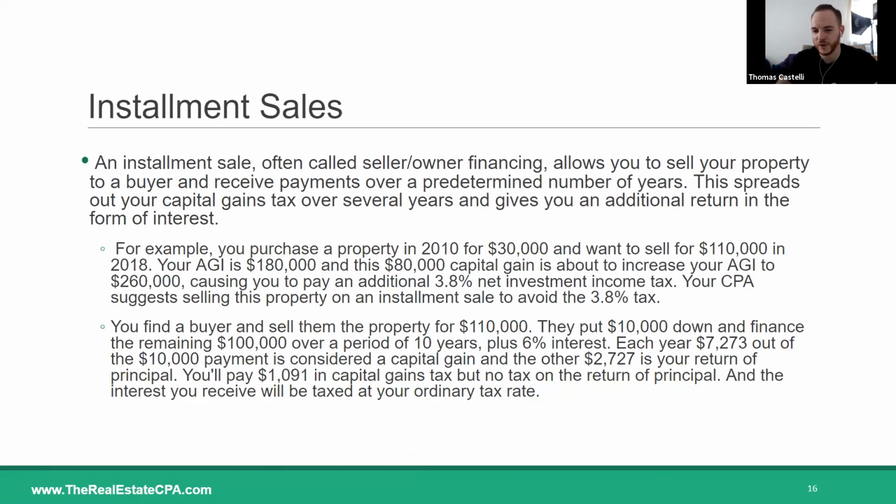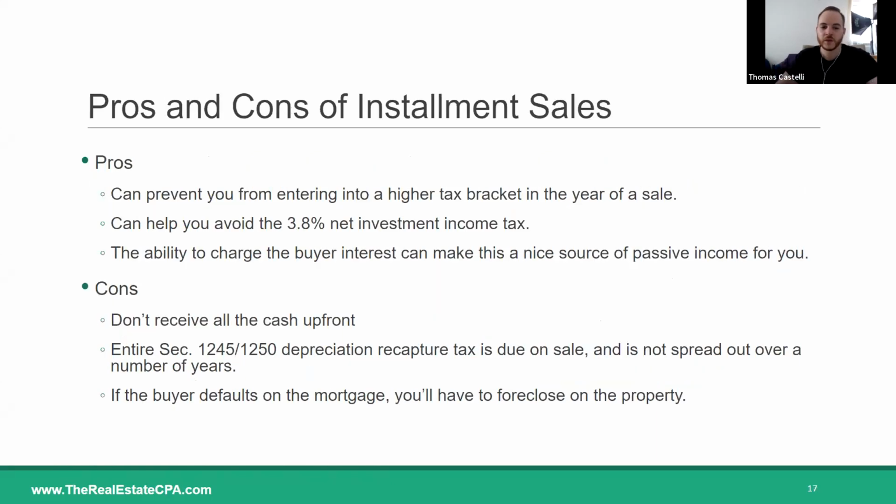You're not paying the full capital gains tax in the first year, so you're deferring some of that down the line, and you may also be able to reduce tax by missing out on something called the net investment income tax. So what are the pros and cons of using installment sales?